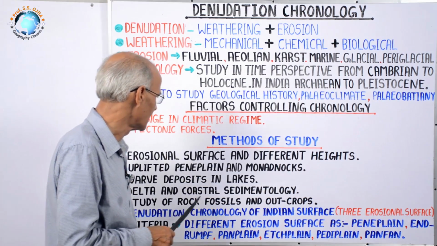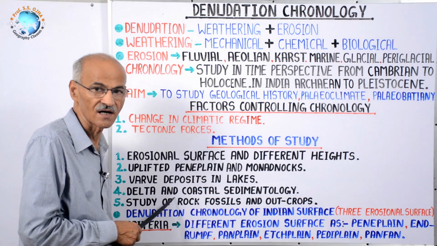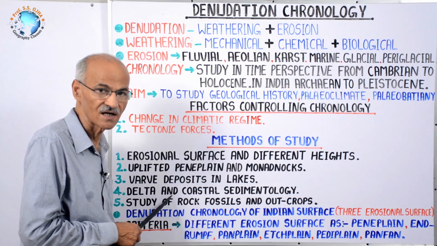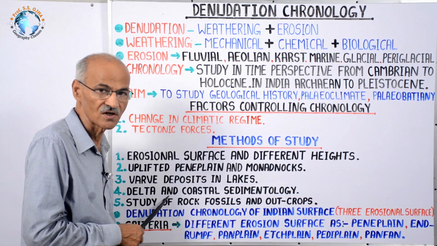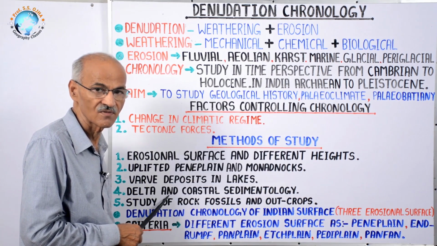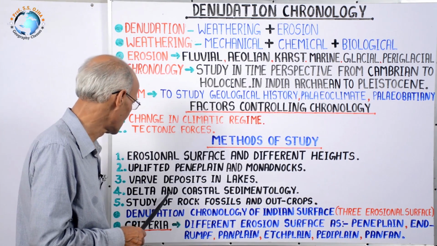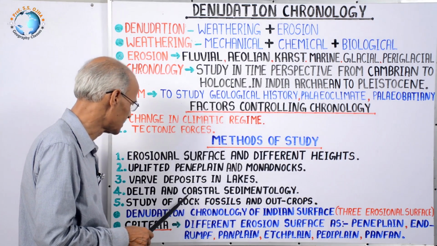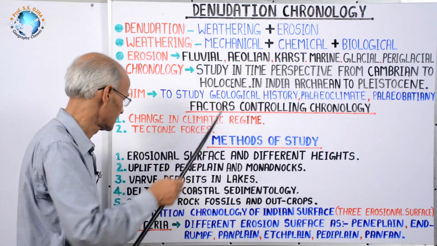Next is delta and coastal sedimentology. Rivers deposit sediment in deltas, and if we study the cross section of sediments along a delta, we reach the conclusion that there are different layers which reveal the climatic regime of that period, the discharge of the river, the flow velocity and the rainfall amount, as we have done in varve deposits. So, deltology or sedimentology also tells us the history of denudation chronology.